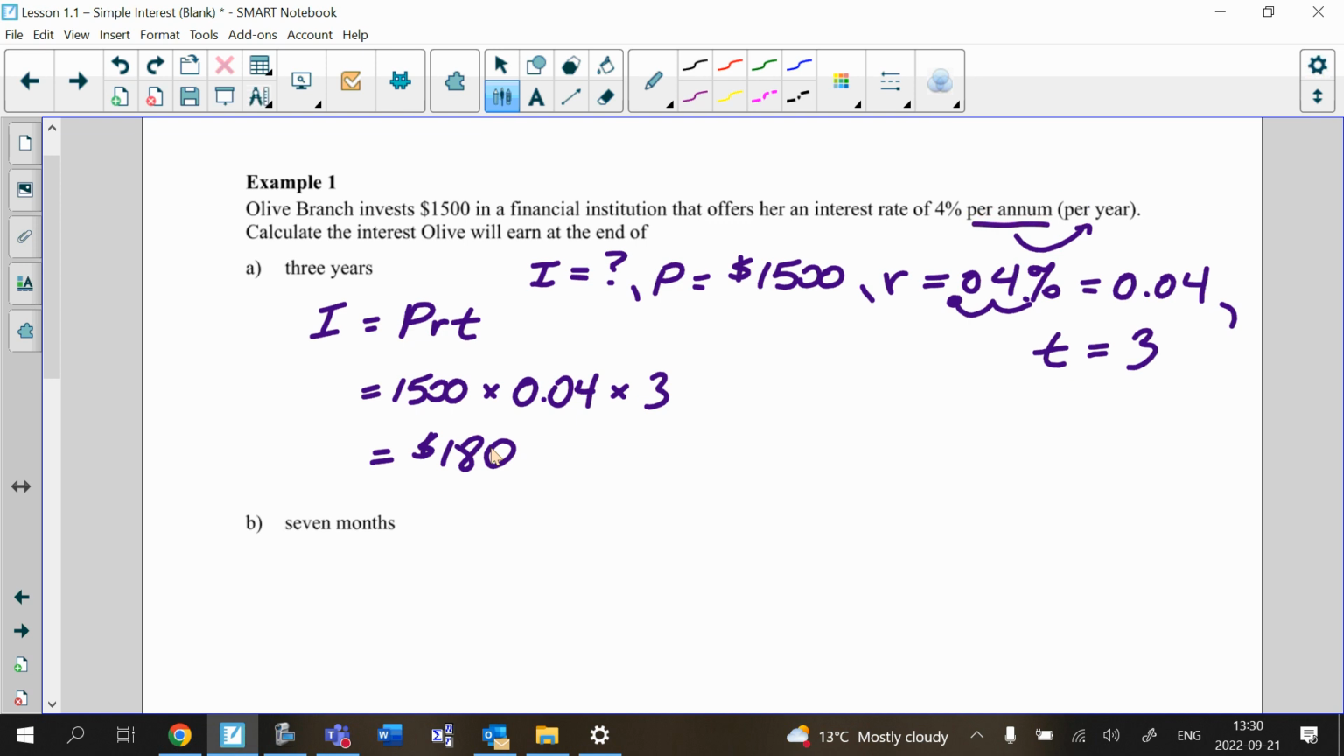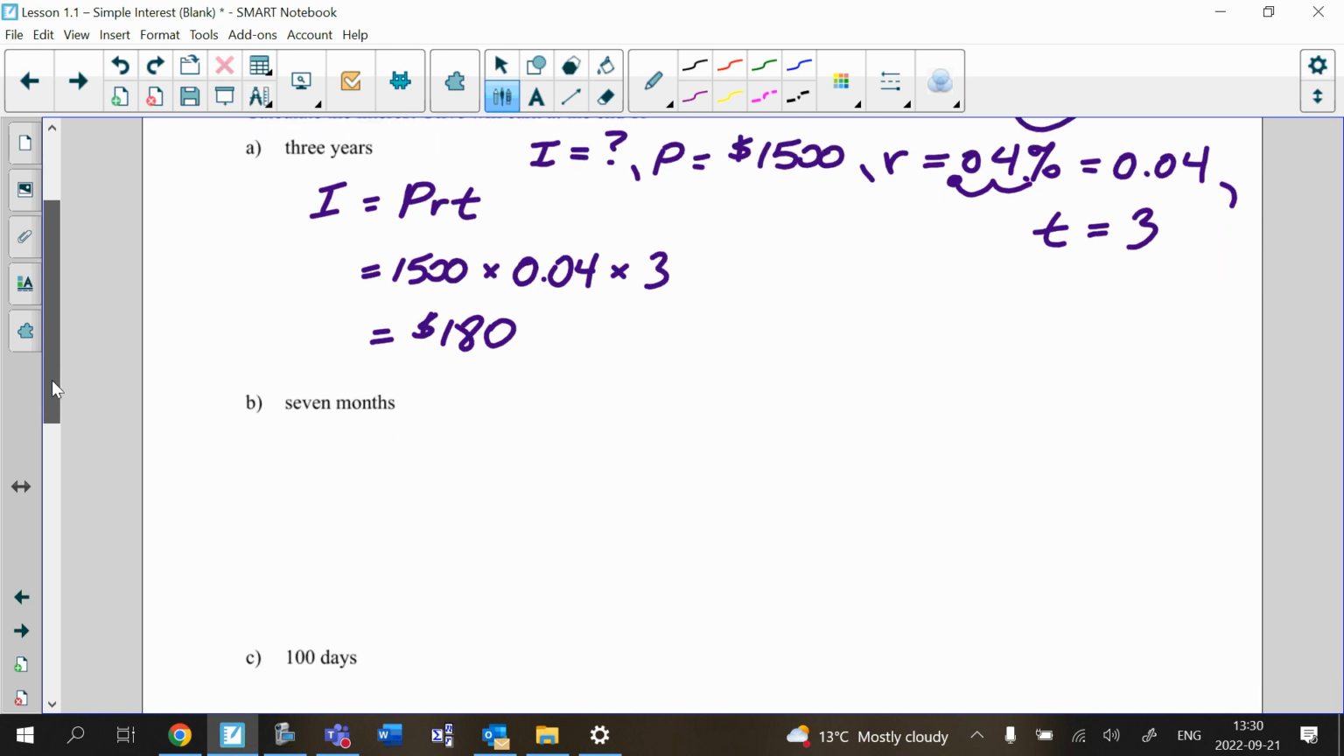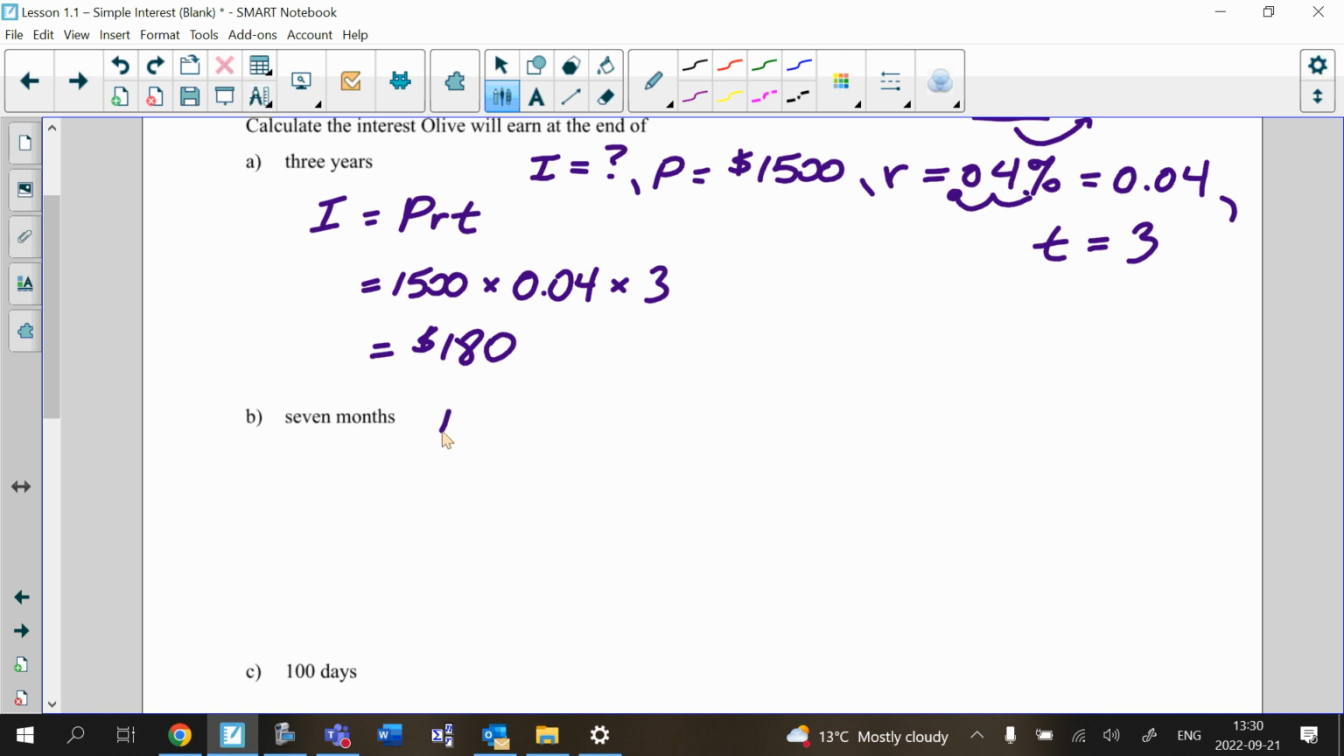Well, obviously it's going to be less, but it's still the same setup. The interest is unknown. The principal is still $1,500. The rate of interest is 4%, or moving the decimal point back to 0.04. Here, the time changes. Because remember, the time has to be in years. So how do I express 7 months in years?